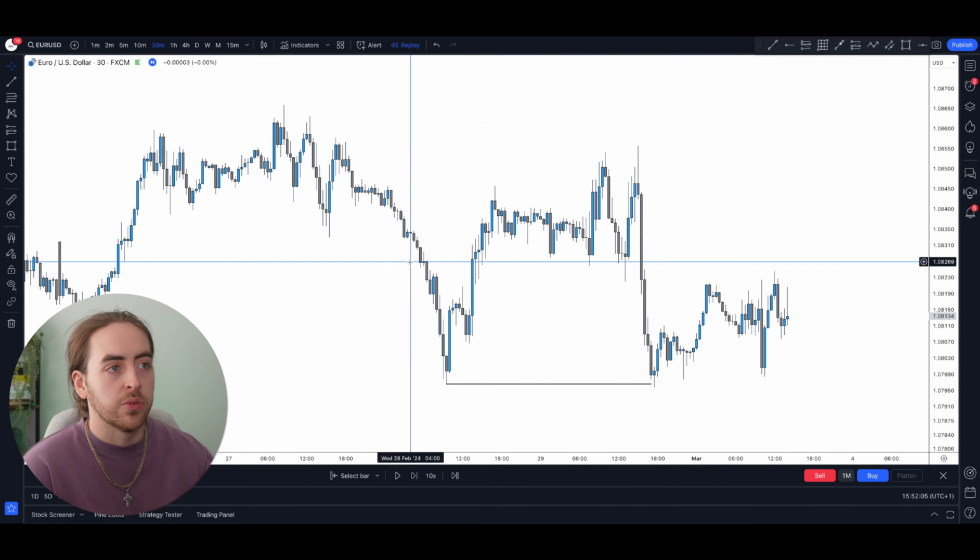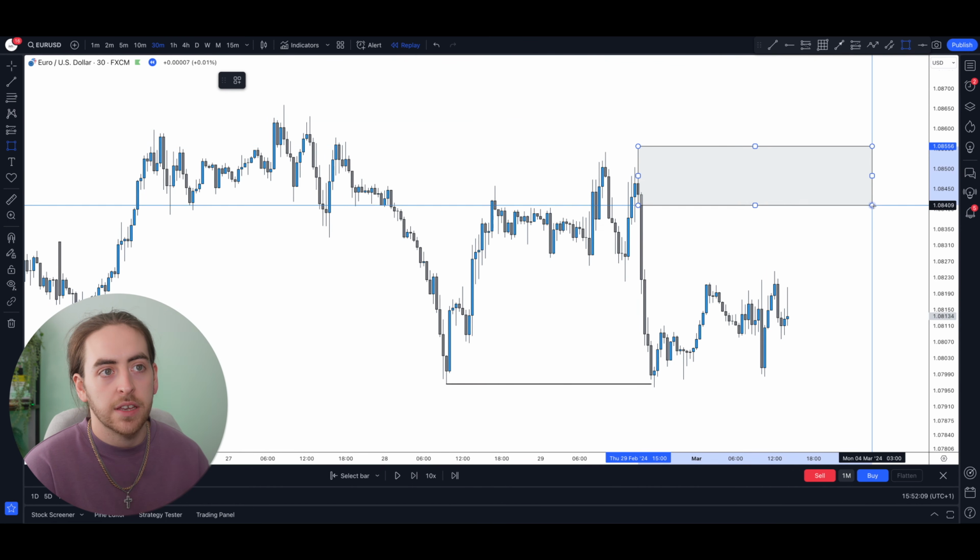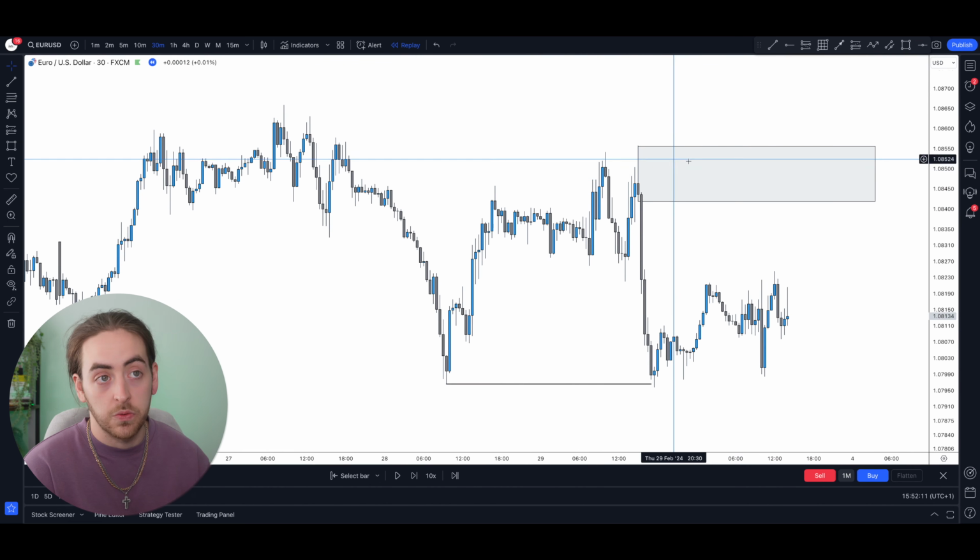Now I want to show you how you can avoid taking bad trades by using the same candle momentum theories that we've discussed so far. So in this example, once again, I won't go too deep into context, but I was looking for a selling opportunity if the market pulled back to this area. So this would be my supply zone.